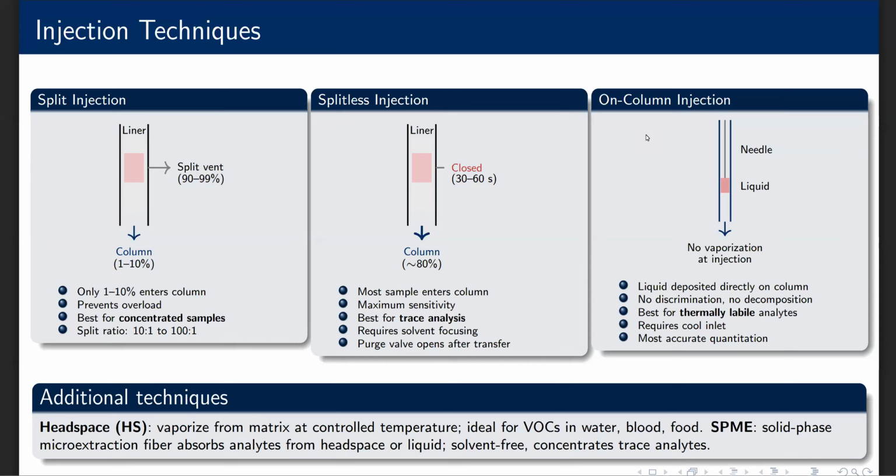On-column injection deposits the liquid sample directly onto the column without vaporizing at first. This avoids thermal discrimination and decomposition and gives the most accurate quantitation, but it requires specialized hardware. Headspace and SPME, mentioned at the bottom, are sample preparation techniques that extract volatile analytes from complex matrices like blood, food, or water without liquid-liquid extraction.